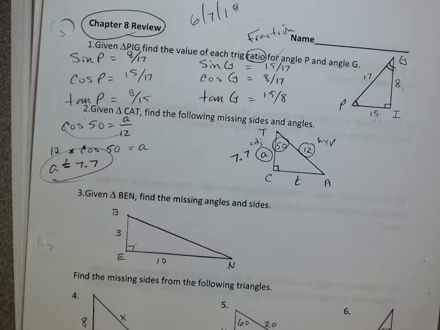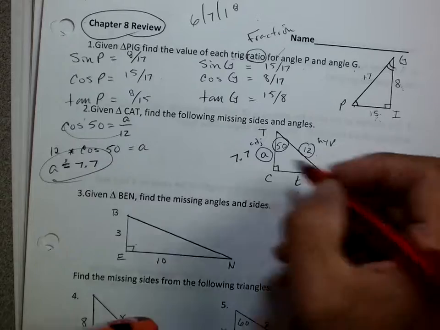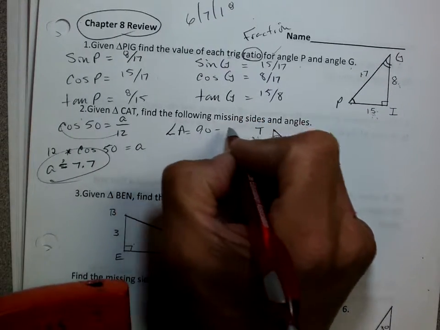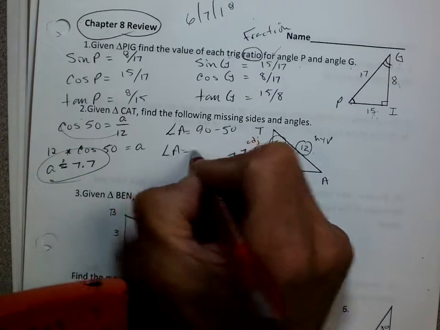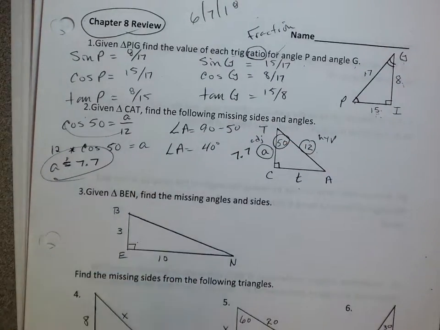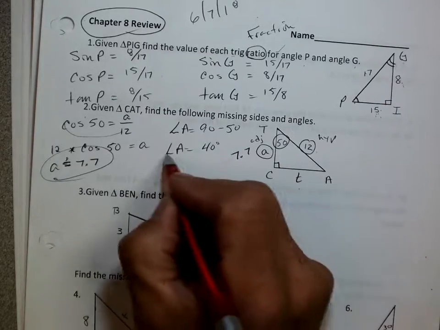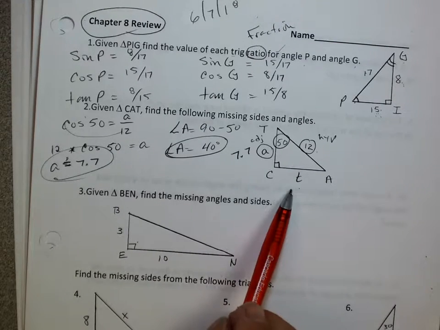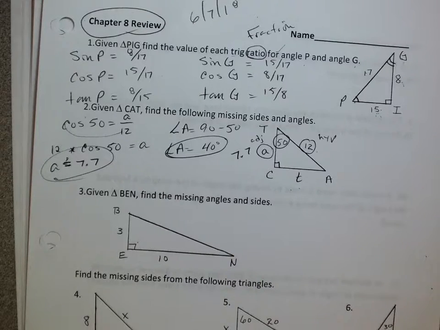Now, what does our next step say? It says find the other acute angle. That's easy, right? 90 degrees minus your angle. So to find angle A, angle A is going to be 90 minus 50, which is 40 degrees, okay? I can do that in my head. The last step says use Pythagorean Theorem. Now you could use sine to get little t, or you could just use the Pythagorean Theorem. It doesn't really matter. I think sine's easier. Do you mind if I use sine?